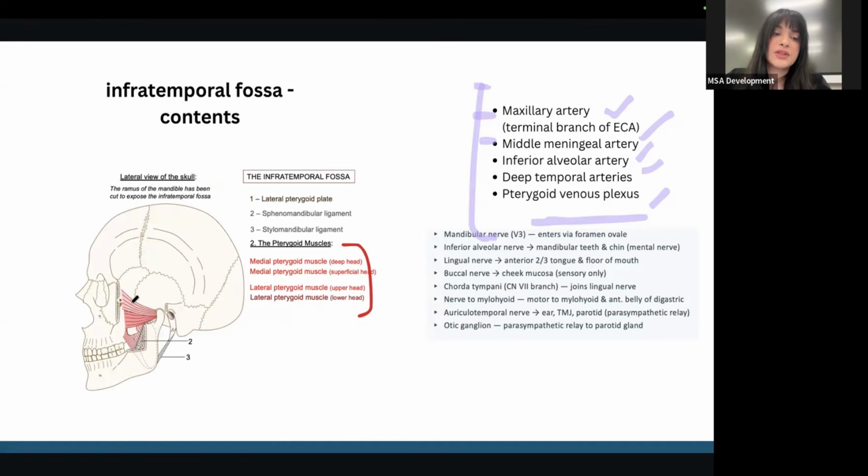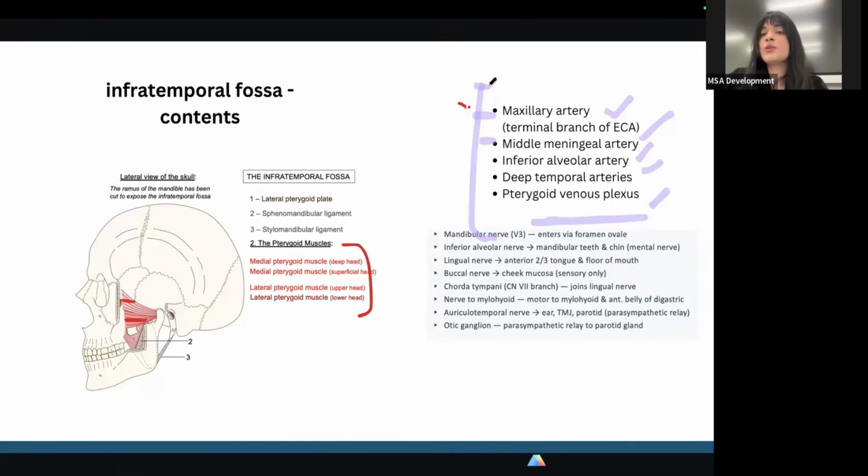Okay? For the lateral pterygoid, which is this outer one, you have the upper head. This is the upper head. And this is the lower head of the lateral pterygoid. Okay? And both of these attach to the lateral pterygoid plate of the sphenoid bone. Nothing attaches to the medial pterygoid plate. We'll come to that. Okay, what else do we have?